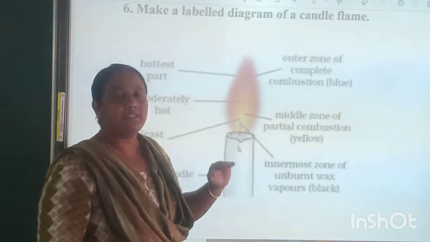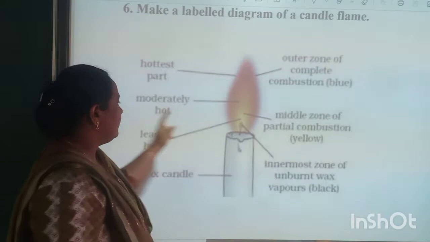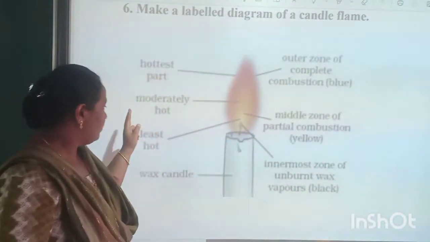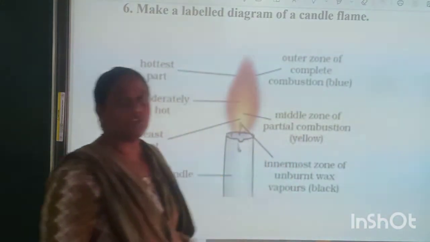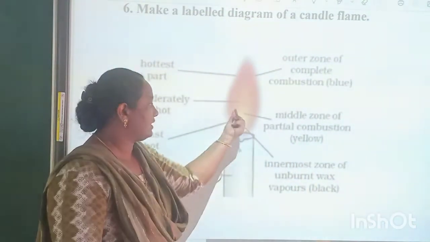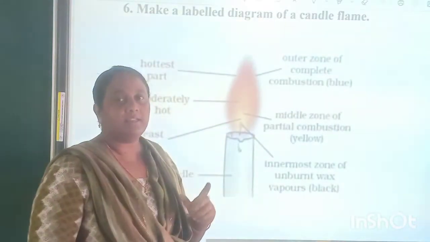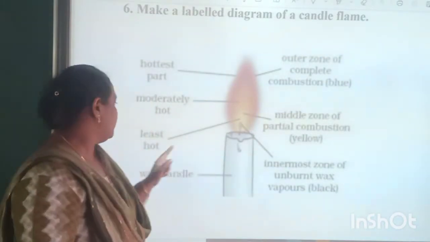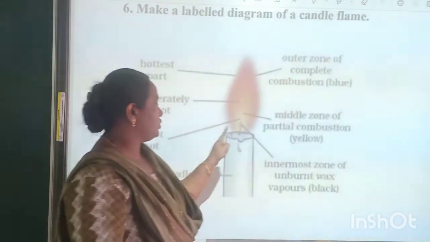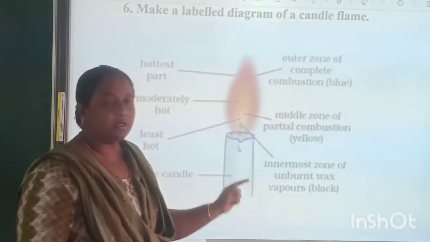It completed the combustion and it is the hottest portion. Then there is the moderately hot portion, the middle zone of partial combustion, that is yellow. If the combustion is partly done, then it will be seen in yellow color, and this is the moderately hot portion. And the least hot portion is the intermediate zone of unburned wax.